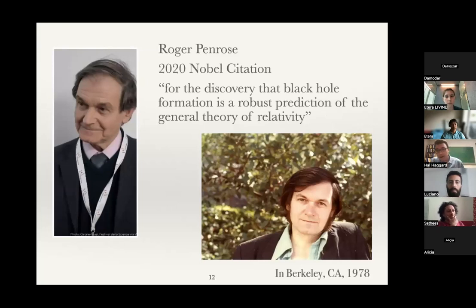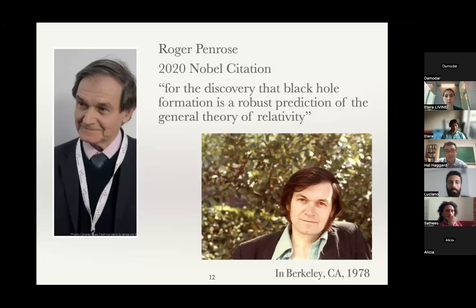So the first reason is black holes. And black holes are fascinating objects. And in particular, we have an interesting, timely thing that's happened here, in the last few years, which is that Roger Penrose was awarded half of the Nobel Prize in 2020 for the discovery that black hole formation is a robust prediction of general relativity.